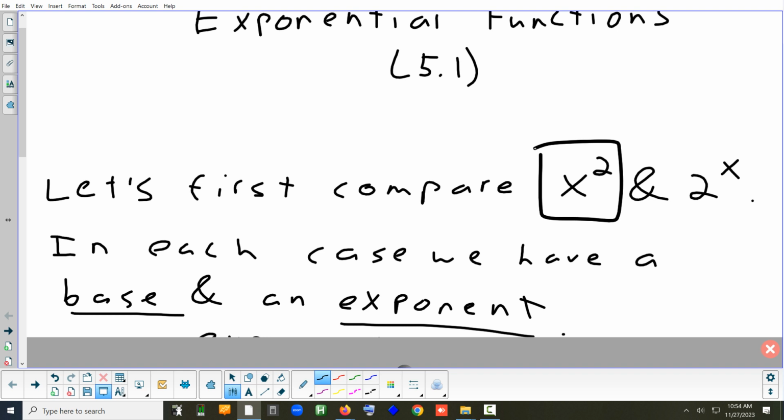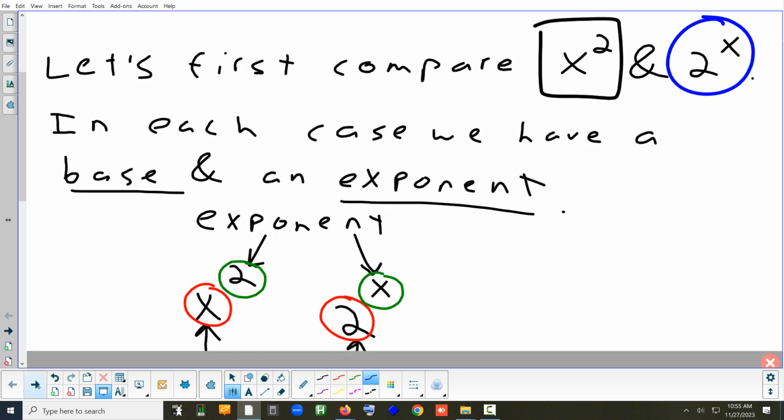Let's look at this one first. For the one that I just put a box around, what's the base there? It's an x, and even more general, it's just a variable. Okay, the base is a variable. And what's the exponent? It's a 2. Okay, it's a number. Now, for the one that I just circled in blue, what's the base there? That's a number. And what do we have in the exponent? We have a variable. So that's the difference. One of them has a base that's a number, the other one has a base that's a variable. Same thing for the exponent. One of the exponents is a number, one is a variable.